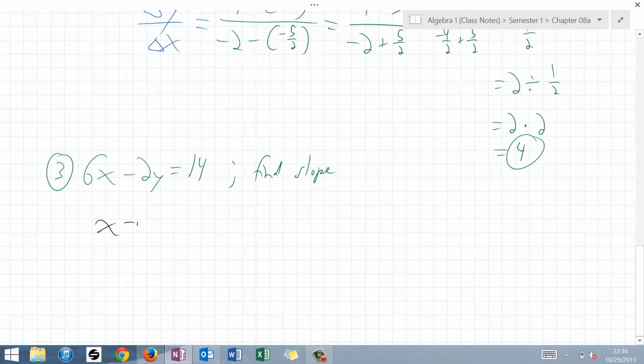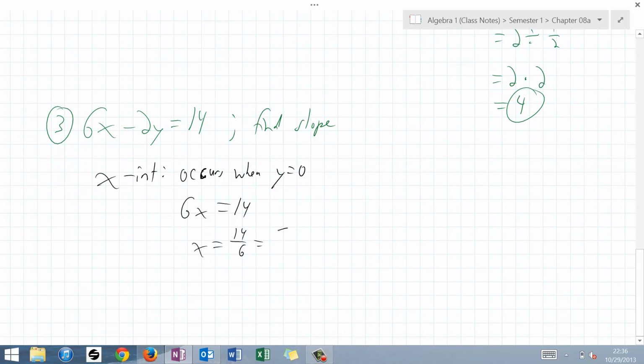Let's do the x-intercept. The x-intercept, and this is a good review from yesterday, occurs when y equals 0. So if I substitute 0 in for y, you get 6x is equal to 14, or x is equal to 14 over 6, which simplifies to 7/3. And my ordered pair would be 7/3, comma, 0.